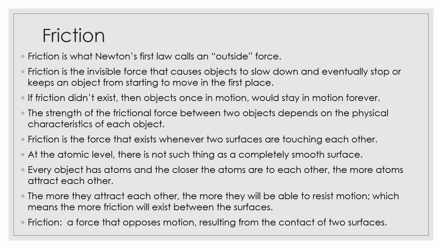So friction is that force that exists whenever two surfaces are touching each other. They have to physically be in contact with each other. And on the atomic level, there's really no such thing as a smooth surface, even if the surface looks and feels smooth to us. There's still some atomic attraction between the two objects. And the more they attract each other, the more friction you're going to have and the more they're going to resist motion. So basically friction is a force that opposes motion. It keeps motion from happening, and it results from the contact of two surfaces.